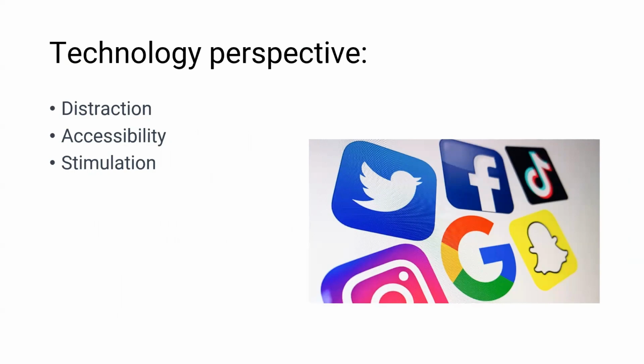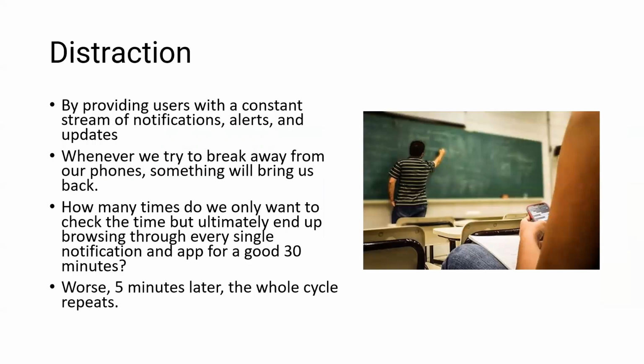Another way to look at the phenomenon of screen addiction is from the technological perspective. Tech companies, especially large tech companies, often promote things such as distractions, accessibility, and stimulation, and implement those in their apps, which are designed to actually keep users constantly on their apps. For instance, distraction means that these tech companies provide users with a constant stream of notifications, alerts, and updates. So whenever we are trying to break away from our phone, something will bring us back.